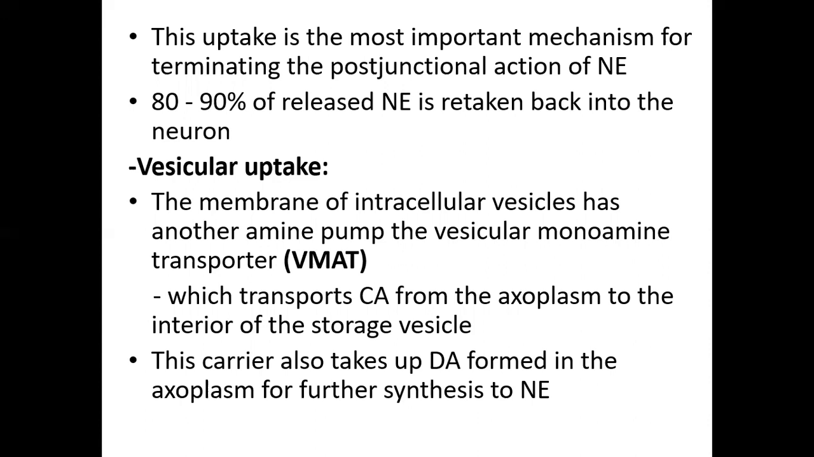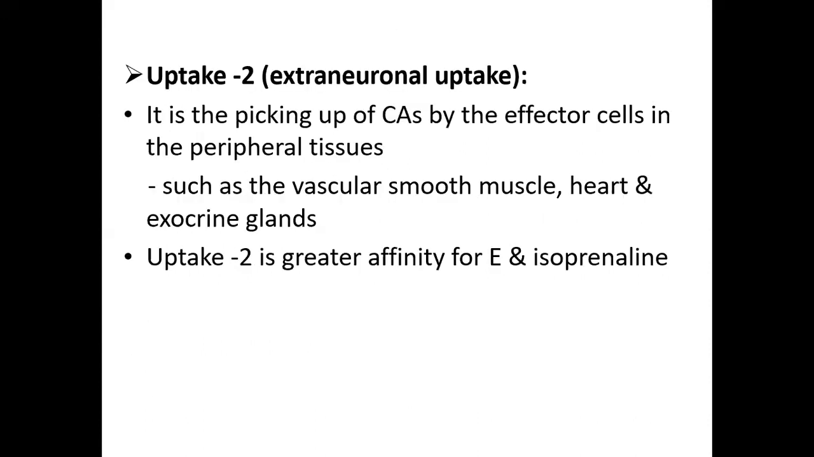As we have discussed, we have the uptake mechanisms, that is uptake 1 and uptake 2. In uptake 1 we have axonal as well as vesicular uptake, and then uptake 2 is extraneuronal uptake. It is the picking up of catecholamines by the effector cells in the peripheral tissues, such as the vascular smooth muscle, heart, and exocrine glands.